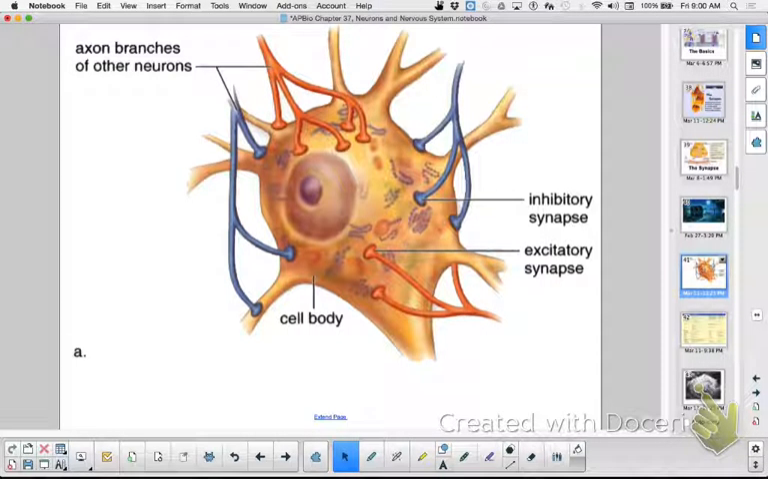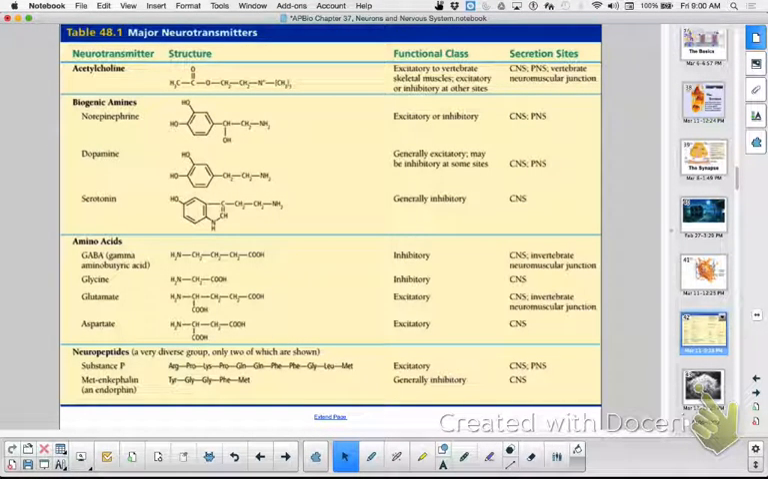So the yellow part in here is a cell body, and you can see the dendrites right there, and then a bunch of axonal bulbs. Sometimes they're sending excitatory messages, sometimes they're sending inhibitory messages. There are over 100 different chemicals that act as neurotransmitters. So on your notes, neurotransmitters: 100 plus different known chemical messages that can either excite or inhibit a neighboring neuron.